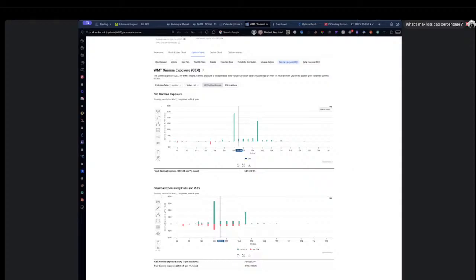Yeah, literally so many people have my unusual Whales login.